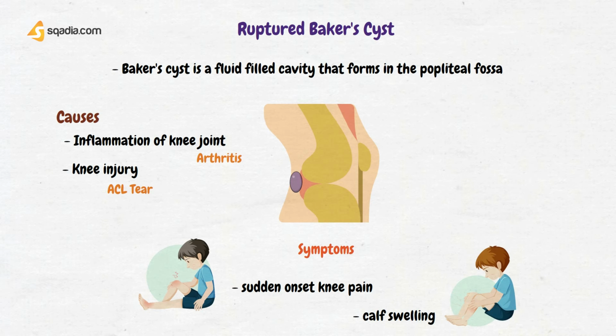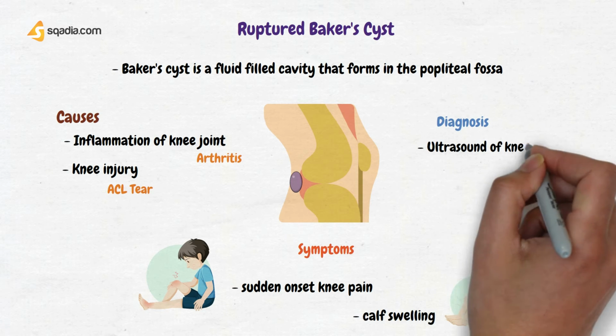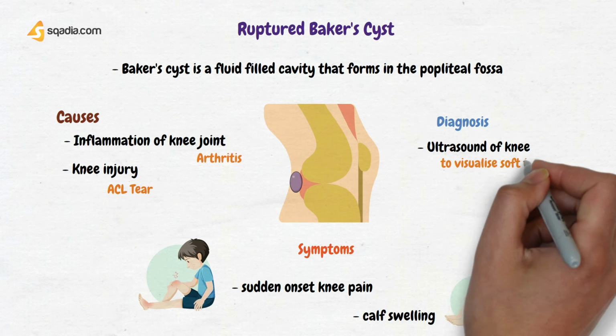Baker's cyst can be diagnosed by an ultrasound of the knee, which visualizes soft tissue.